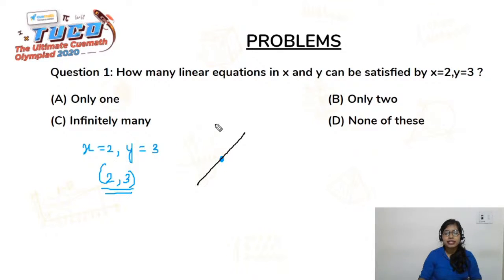So you could have lines like this, like this, like this. So yes, like this and then this. So this keeps happening, right? You can see that from one particular point you have many lines passing. Hence, the answer to this particular question is infinitely many. That's it. Okay. So with this, we'll quickly go ahead with our second question.